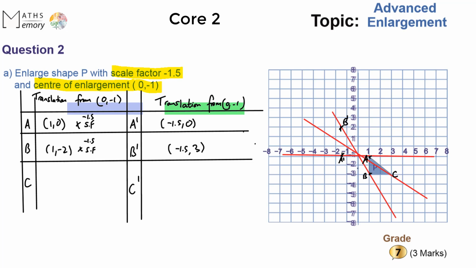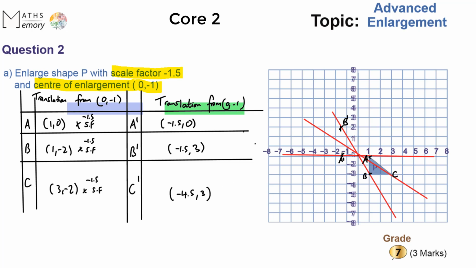For C, we've got C over here. Its relative position from the center is 3 across and 2 down. So we have 3 and -2. The scale factor of, again, -1.5 for this one. You times each one of these by -1.5. So 3 times -1.5 will be -4.5, and -2 times -1.5 will give us simply 3.